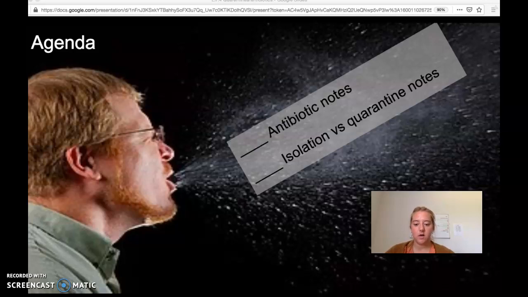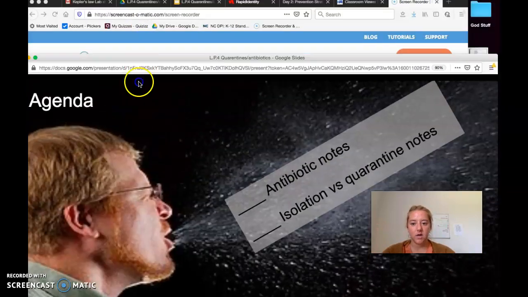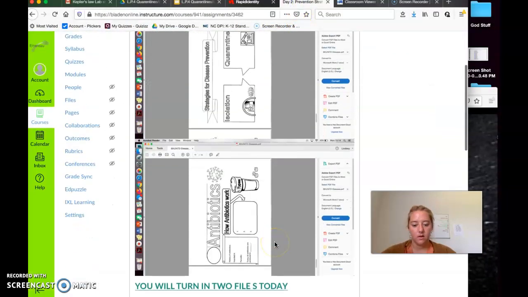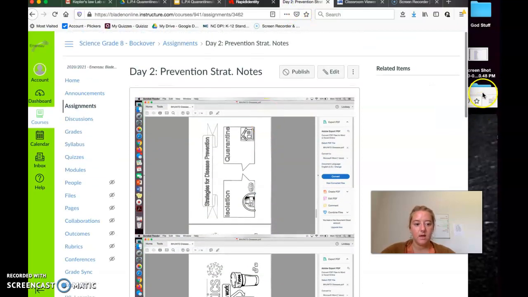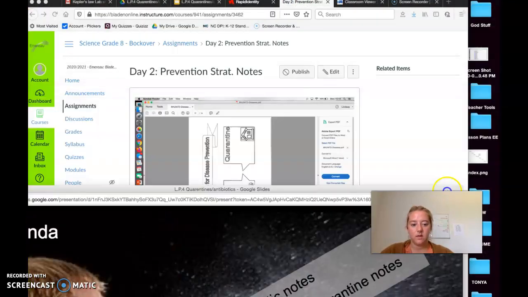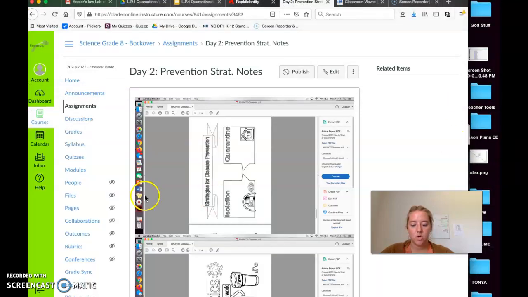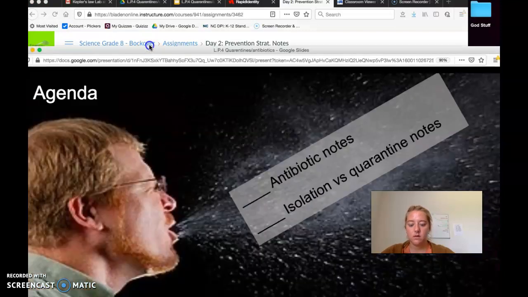Remember, yesterday we talked all about epidemics, pandemics, and outbreaks: outbreaks, epidemics, pandemics, in order from least severe to most severe, right? These strategies come into play when we start to prevent the spread of diseases. They are going to help us mitigate or lessen the spread of diseases. So let's get started. We are heading to the notes that look like this, and you're going to be filling in the different places of the notes with the information on the slides.